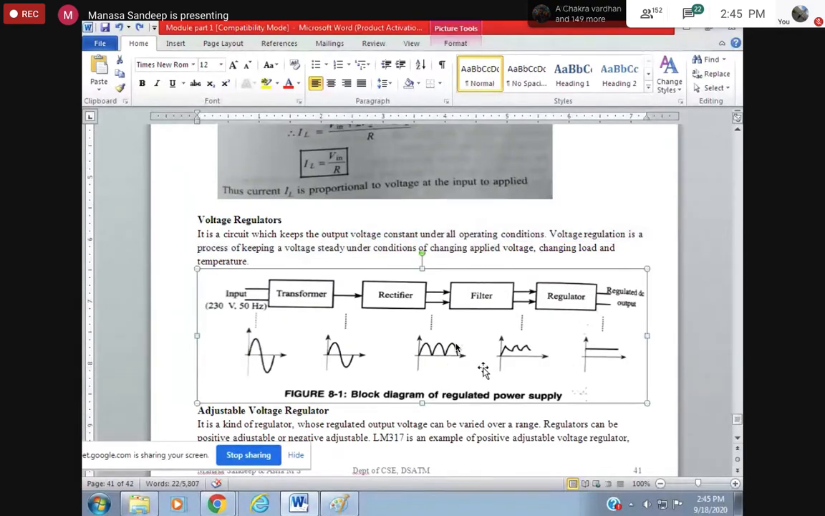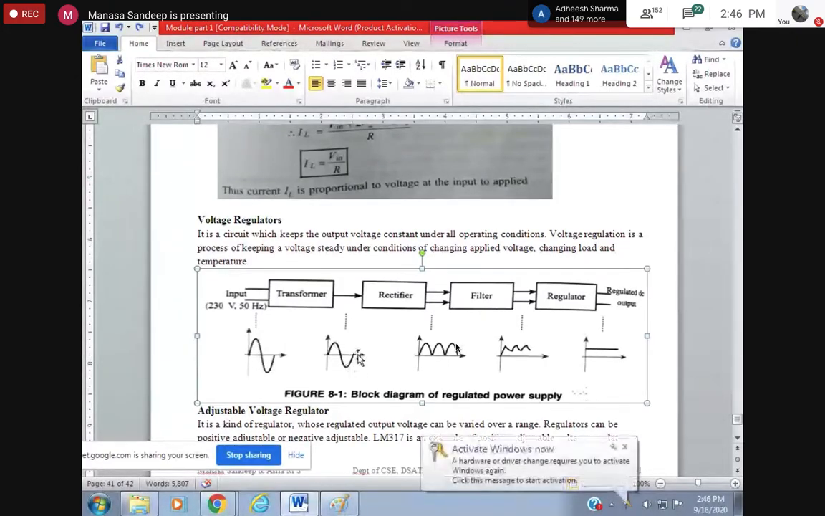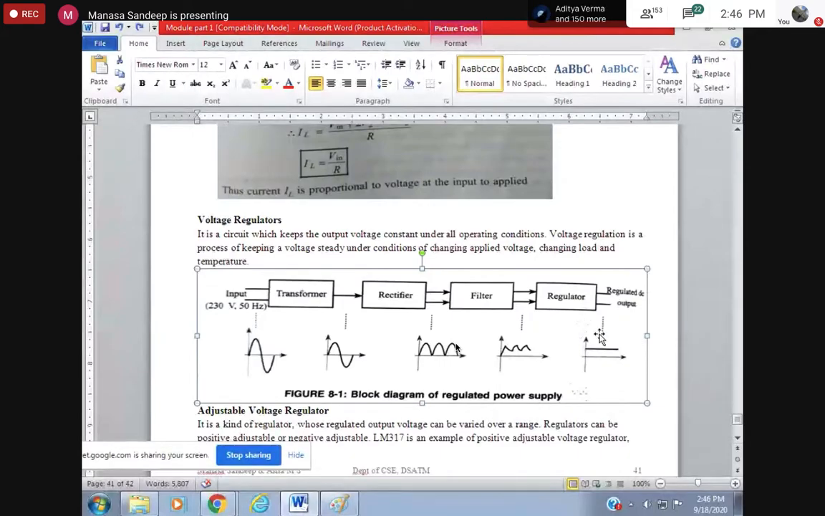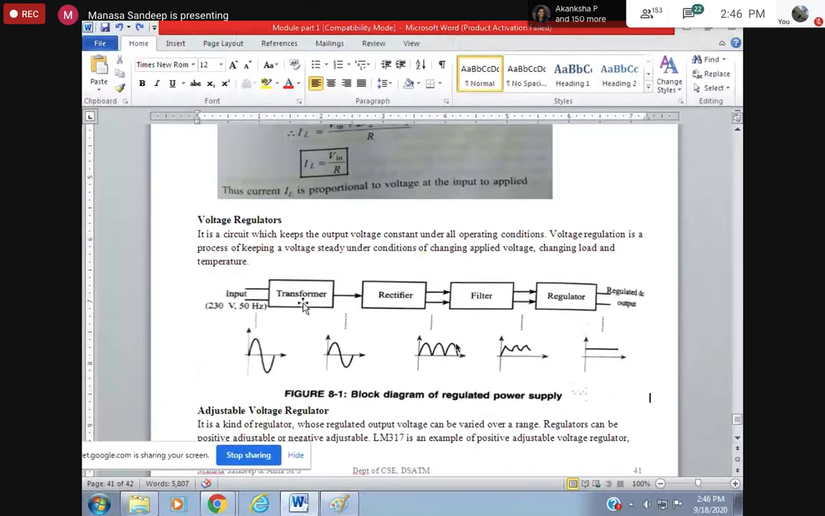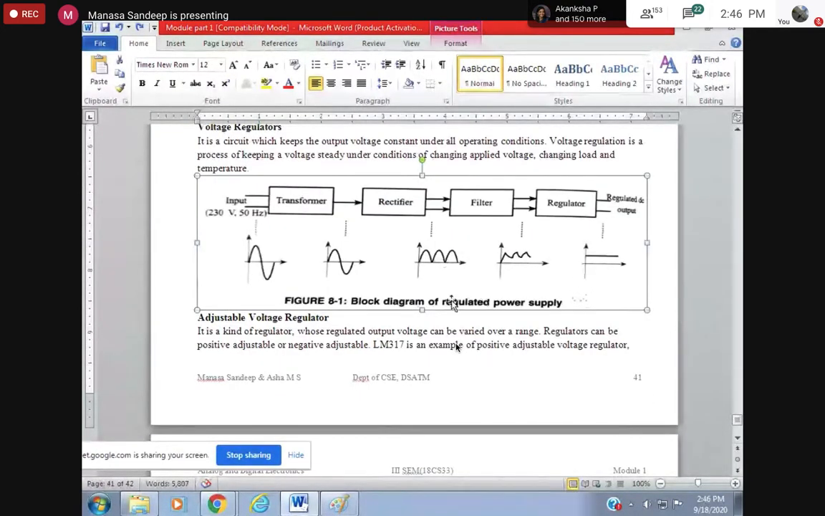Here is a block diagram of a voltage regulated power supply. Inside, it will have a transformer, a rectifier, a filter, a regulator, and this is the regulated output. When you apply the input from the transformer, you get the same input, and the half wave rectifier cuts off the half portion. Then the filter allows only some frequencies, and the regulator converts it to DC, and you will have a regulated DC output. Got it? This is the block diagram of a regulated power supply.